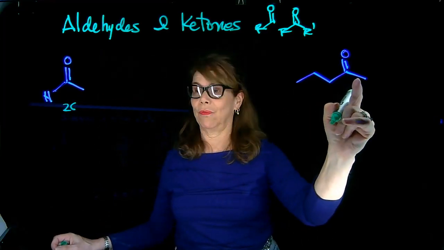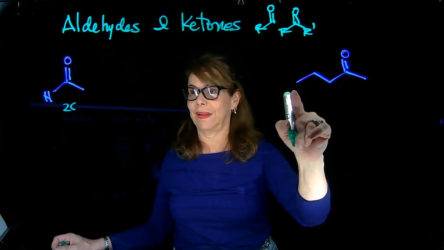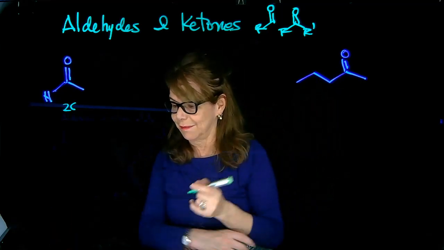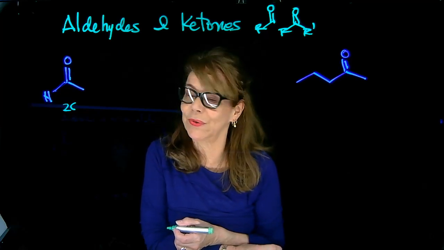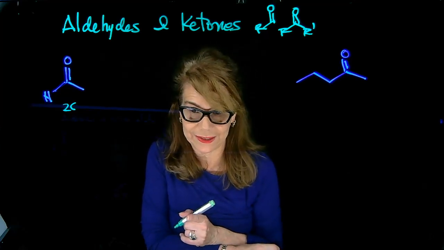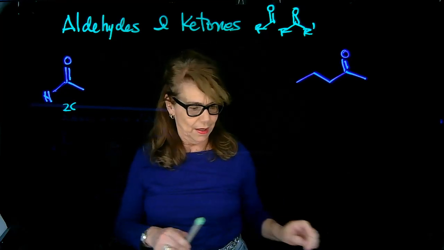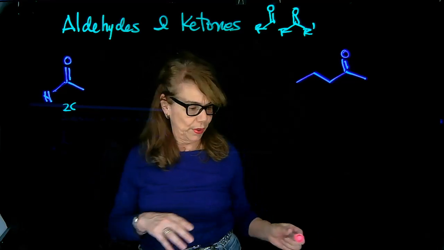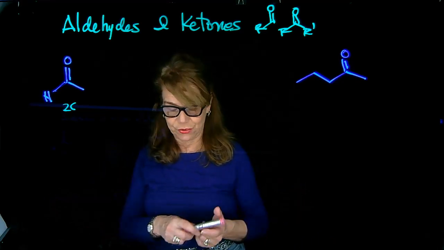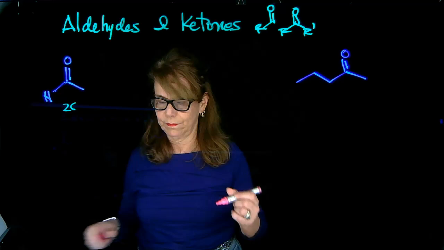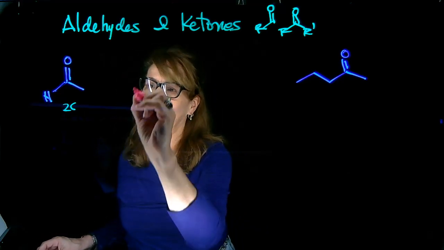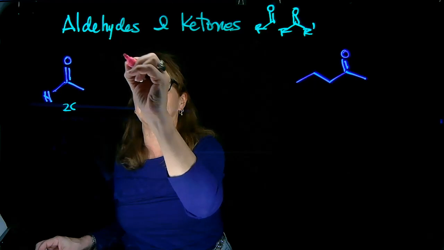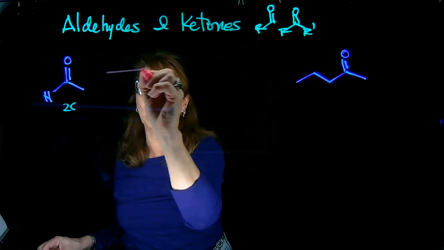And here we have 1, 2, 3, 4, and 5. So I'm adding 3 more carbons to that. One way of doing that is doing a Grignard. And I can do that with propyl magnesium bromide.